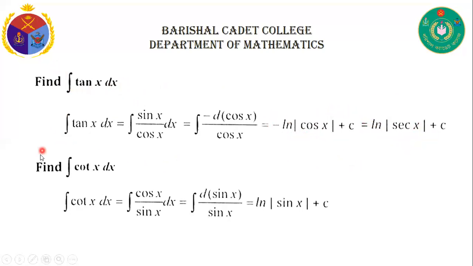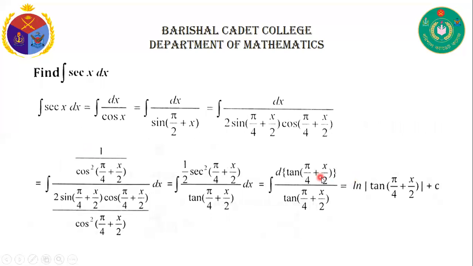And now cot x dx, again we use the same formula. We know that cot x equals cos x by sin x. The differentiation of sin x is cos x. So we can write sin x and d sin x, that is the differentiation of sin x. So again it is ln of sin x, or we can write minus ln of cosec x.